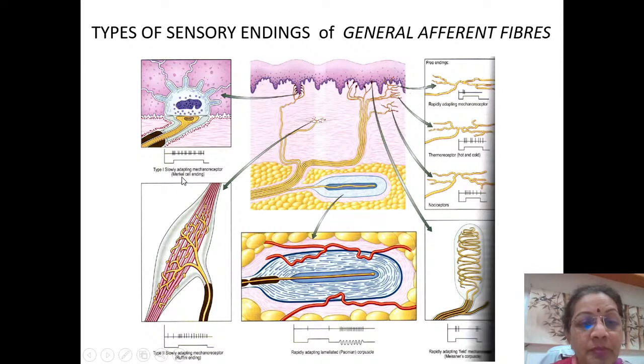these endings, which are called Merkel, M-E-R. It's again a German word. I think it's spelled C-K-E-L. In this book it's spelled M-E-R-K-E-L. I think that's more correct. Merkel cell ending, which is also a mechanoceptor.